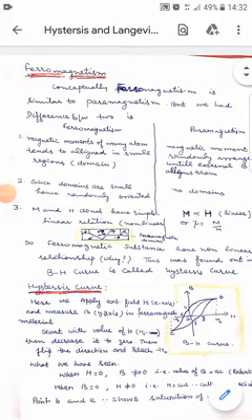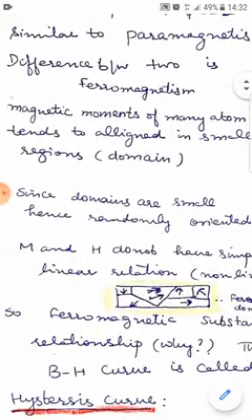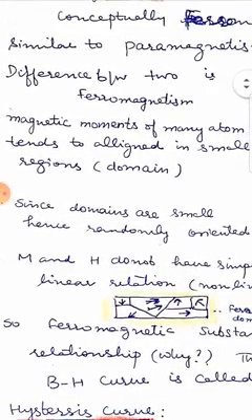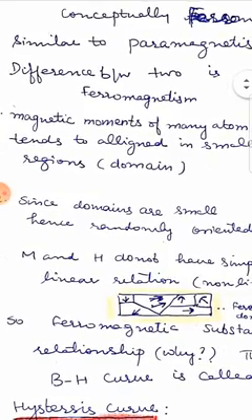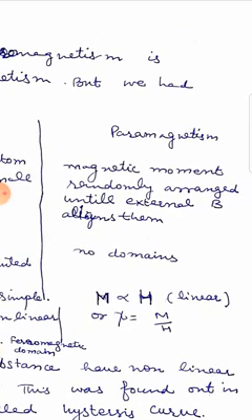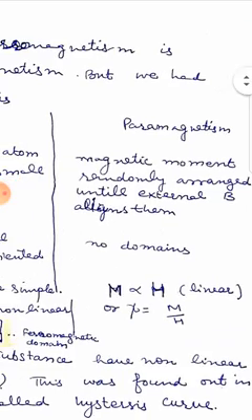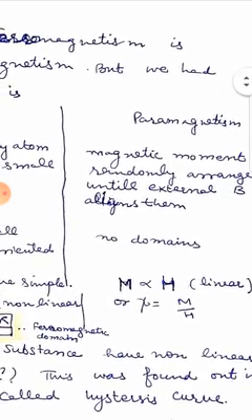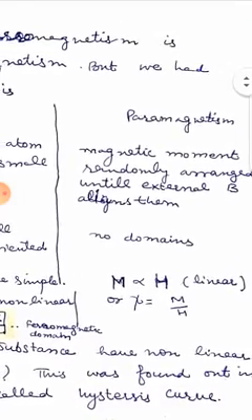Yes, ferromagnetism. Conceptually, ferromagnetism is similar to paramagnetism, but here we have a small difference between ferromagnetism and paramagnetism. In ferromagnetism, the magnetic moments of many atoms tend to align in a small region, that is, a small domain is there, whereas in paramagnetism, the magnetic moments are randomly arranged until the external B aligns them.